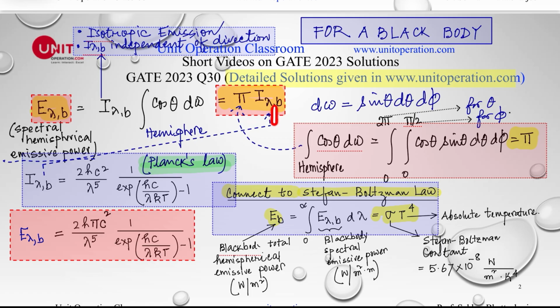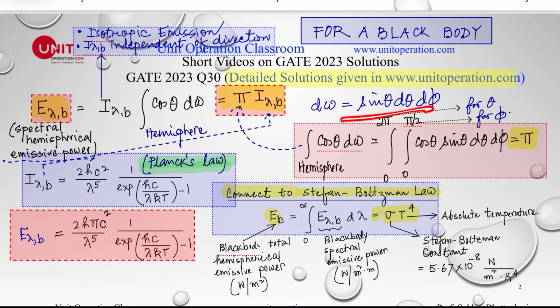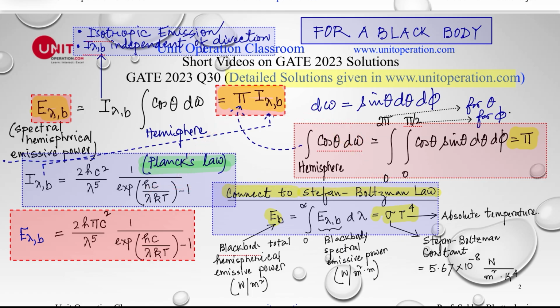And I lambda B, of course, is given by Planck's law, as we have seen. So E lambda B is just obtained by multiplying by this pi, integrated over the entire hemispherical surface. That is E lambda B, which now has to be integrated over all wavelengths.